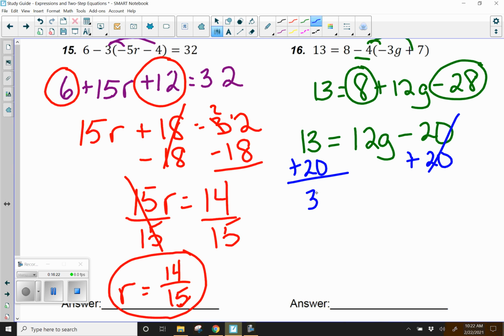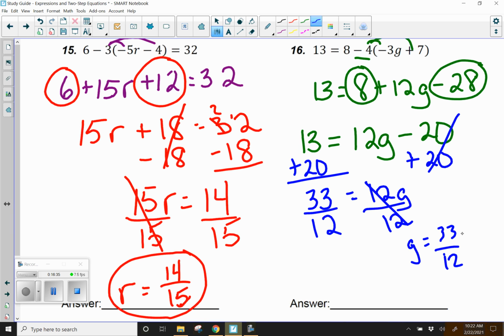That leaves me with 33 equals 12g. And then my last step is to divide through by 12 on both sides. So that's going to leave us with g equals 33 over 12. However, both of these numbers are divisible by 3.